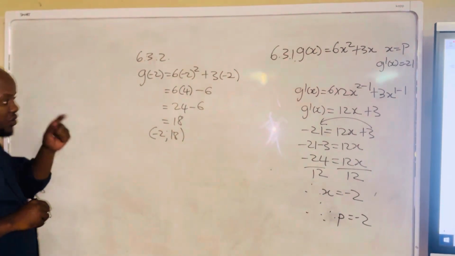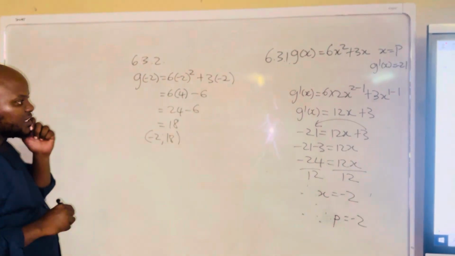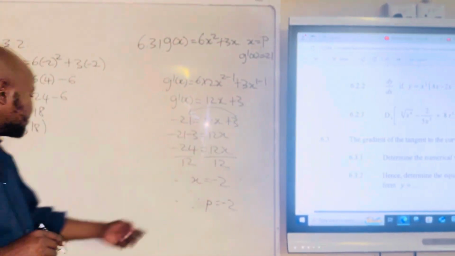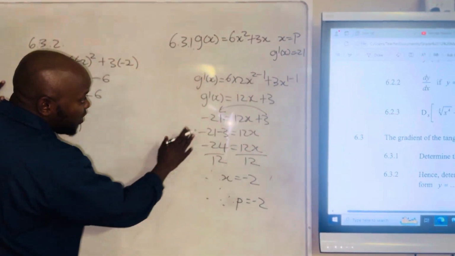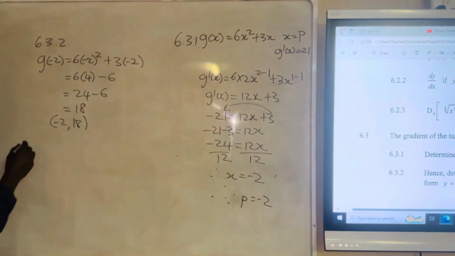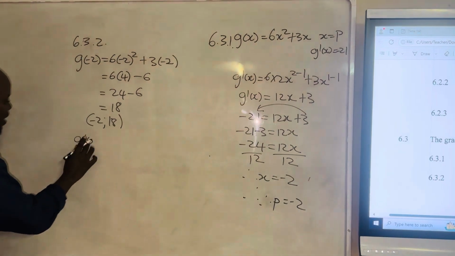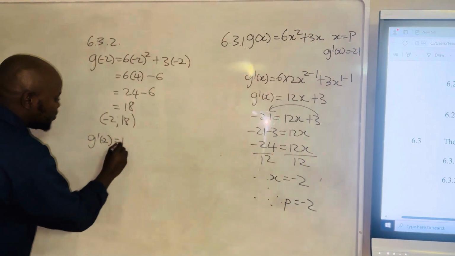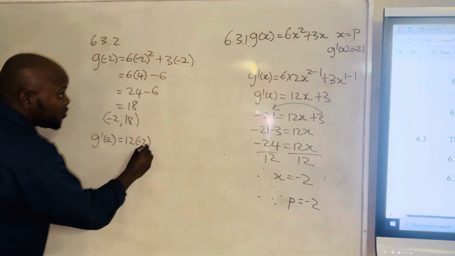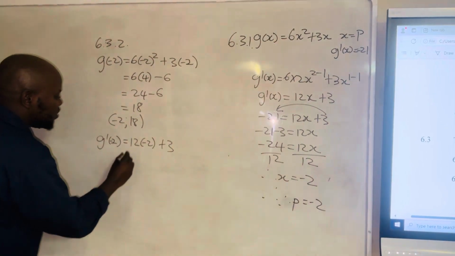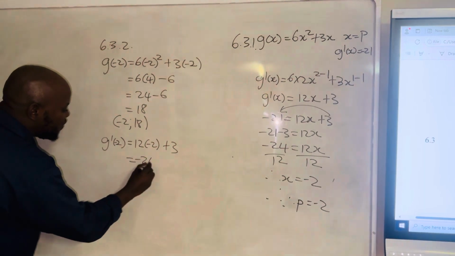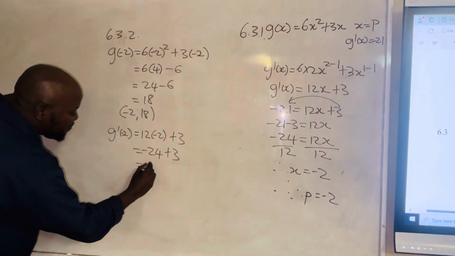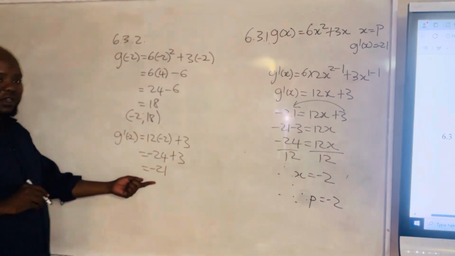Nice. We are looking for the equation of the tangent now. We have x equal to negative 2, and we already have our first derivative. g prime of negative 2 is equal to 12 into negative 2 plus 3, which is negative 24 plus 3, which is negative 21. So this will be our gradient.